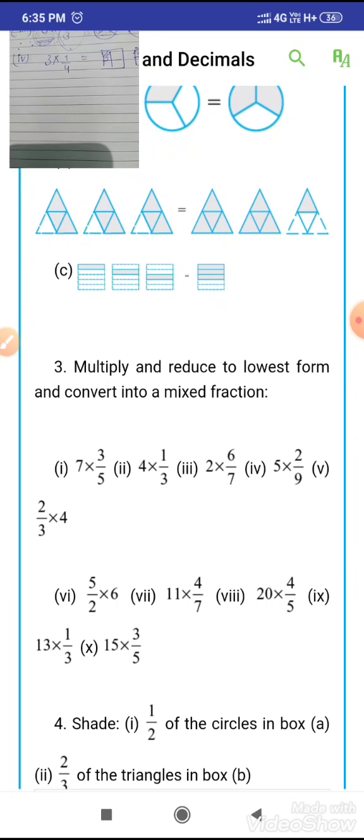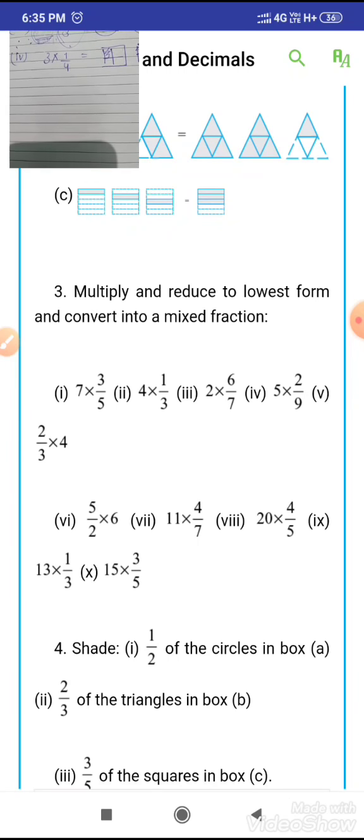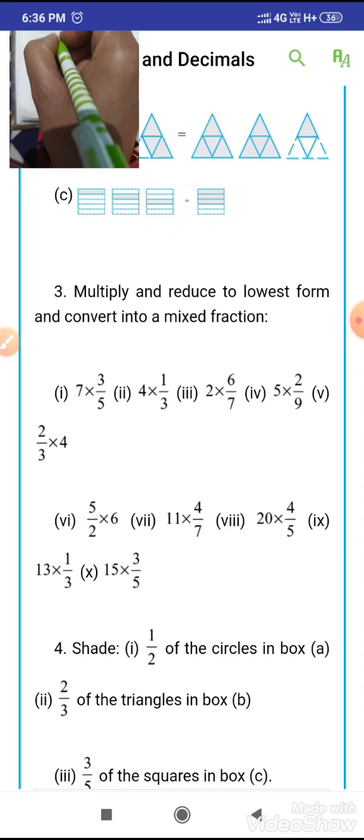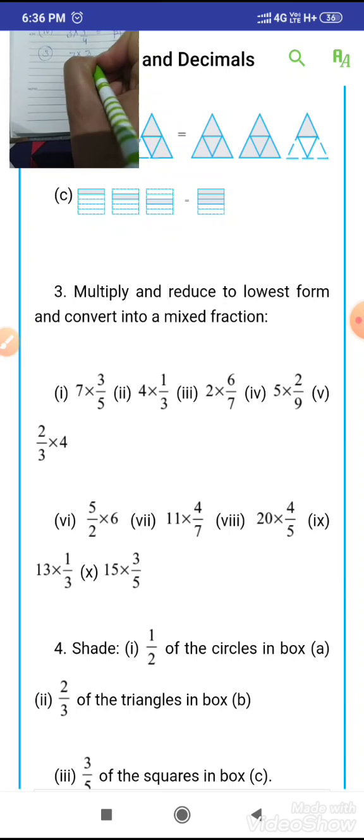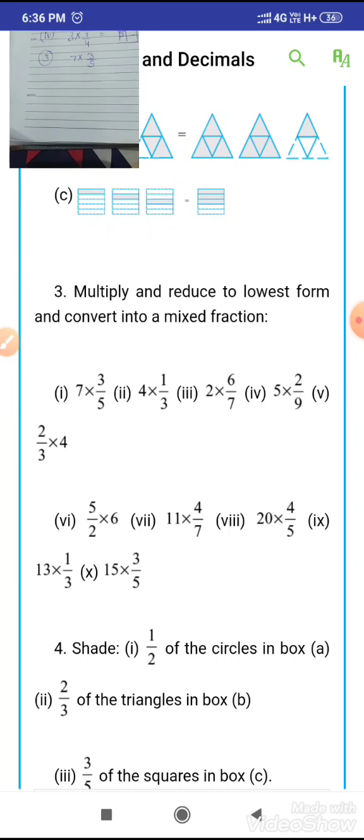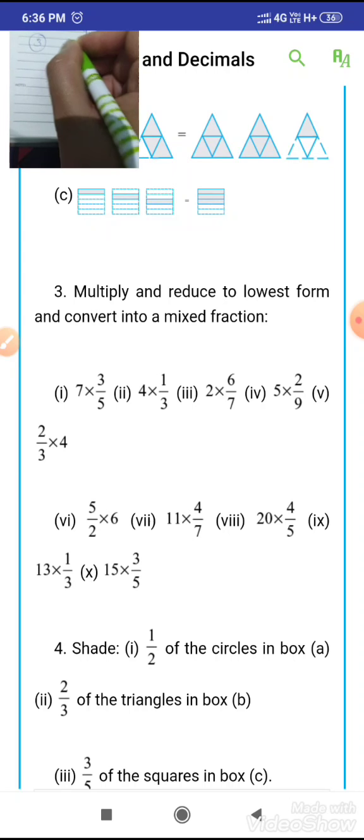Now move to our third question, and the third question is: multiply and reduce to the lowest form and convert into mixed fraction. The first part of this question is 7 multiplied by 3 upon 5. As I mentioned earlier, in multiplication of fractions, we multiply numerator by numerator and denominator by denominator. In the case of a whole number in which the denominator is not mentioned, we write 1 in the denominator of the whole number.